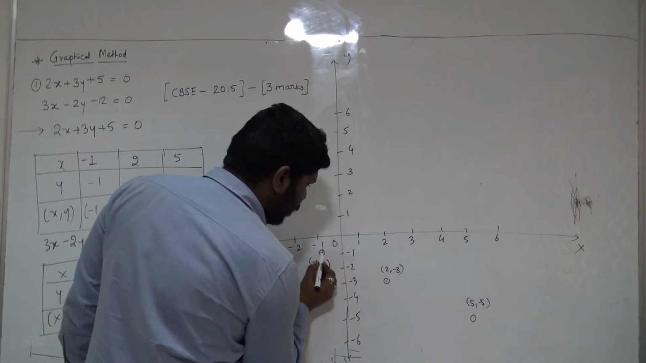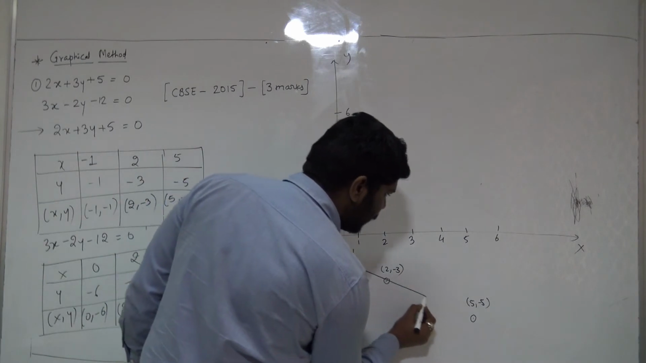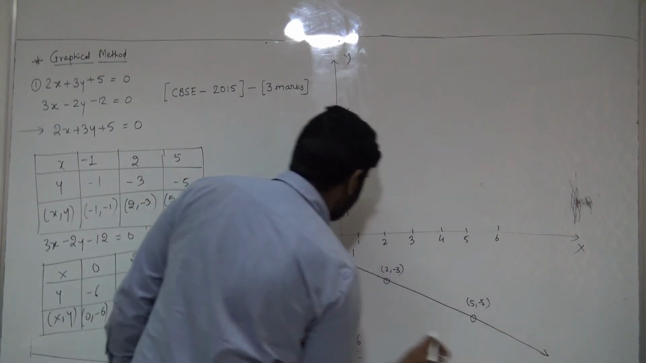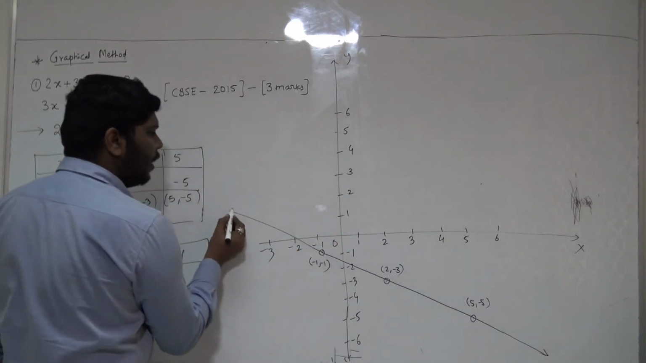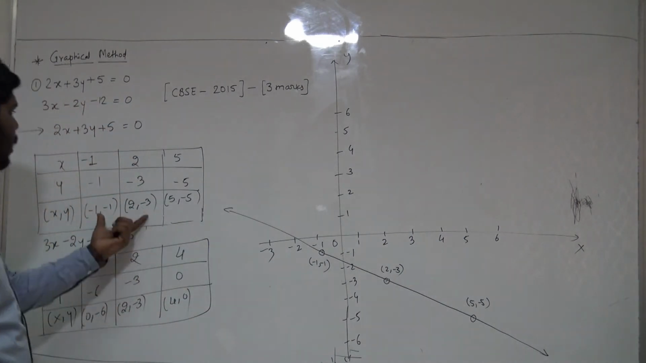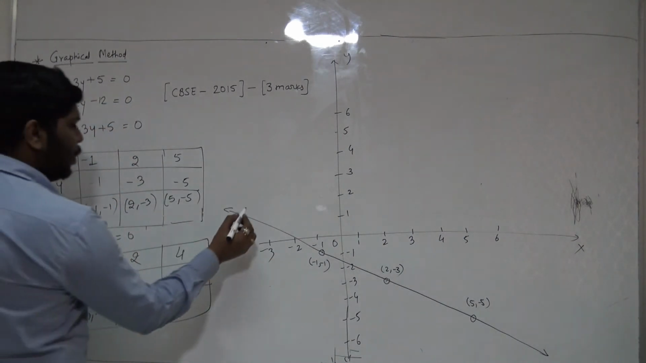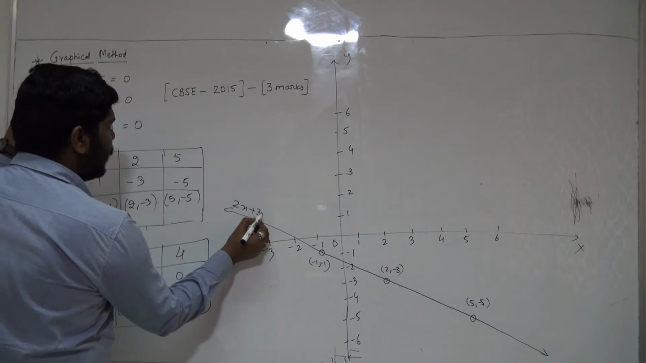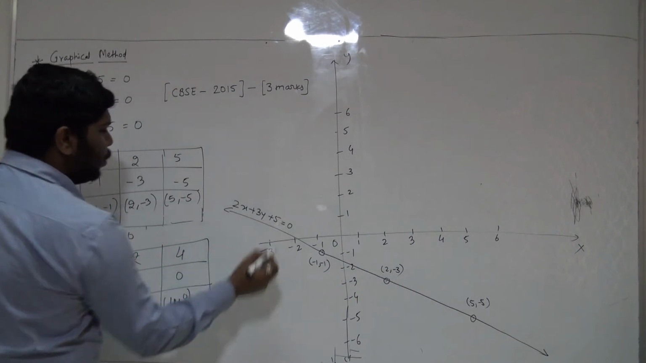Now you can see you have to connect these 3 points with the help of a scale and pencil, and also extend it at the same time. After extension, what is remaining then? You have to name that line. So the equation of that line is 2x plus 3y plus 5 is equal to 0.